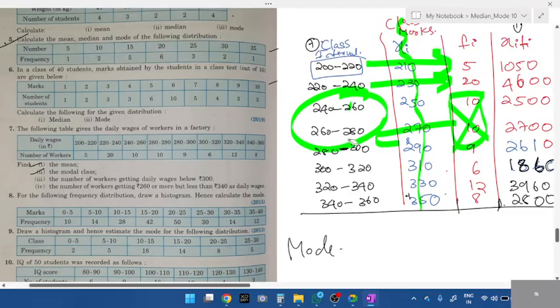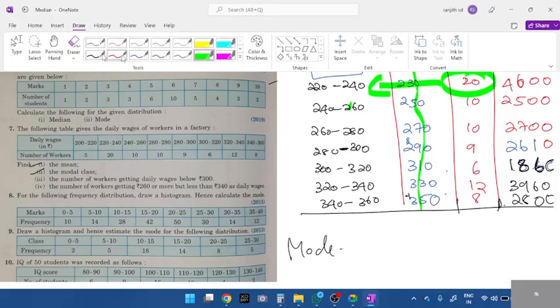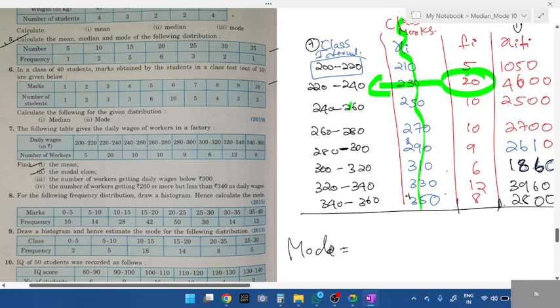10 is not the answer. Which one is present more? I mean, value is highest. Which value is highest in Fi? 20. For 20, what is the value? What value do we have? That's the answer. 220 to 240 is the answer. Is it clear? 220 to 240. Tell me the next one.